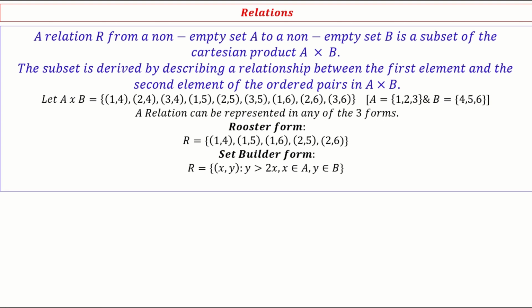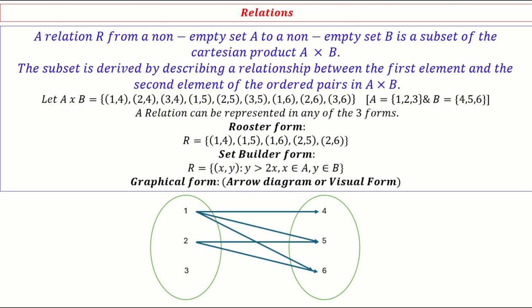Relation is basically a subset of a Cartesian product defined by a condition or relation. The graphical form is represented like this. This is your set A, this is your set B, and the relation is defined as arrows. In a Cartesian product, every element will be mapped to the other elements. So you will have 1, 2, 3 each going to 4, 5, 6. But here the relation is only to 1 comma 4.